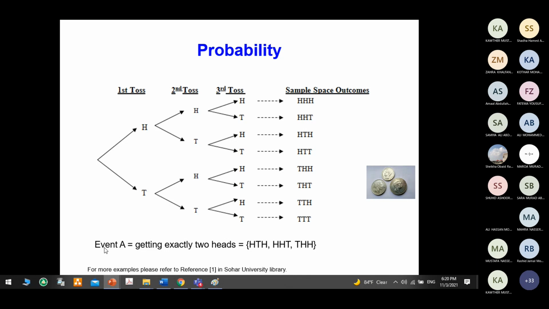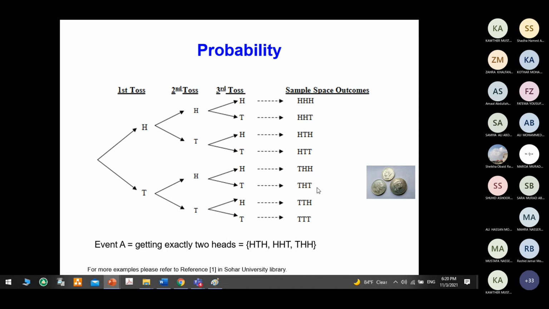Now, if I define event A to be getting exactly 2 heads, let me see. In the first output, it is 3 heads. The second output is 1 head. Okay, this one is accepted, I take it. Okay, exactly 2 heads. The third one, head, tail, head, is also in the output. Head, tail, tail is not in the output. Tail, head, head is in the output.